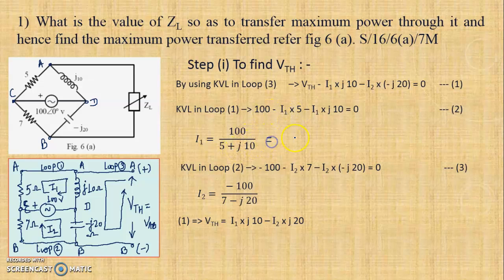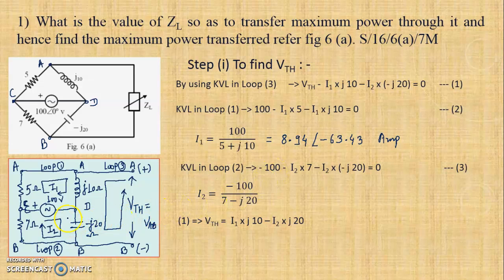Now the value of I1 which I am calculating is 8.94 angle minus 63.43 amperes. Okay, you can do the calculation in the calculator. Now KVL to loop 2, this second loop. The orientation is the same as I1. The only thing is for the voltage source 100 volt, it is from positive to negative, so therefore it is represented with a minus sign, minus 100.